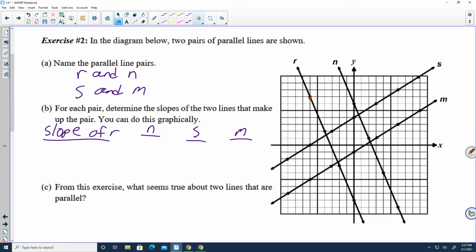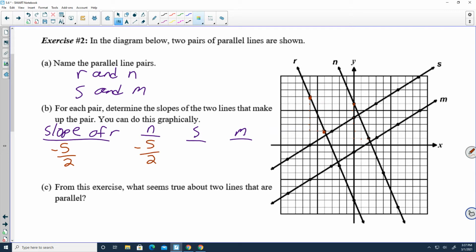I know that this point is on the graph, and I know that this point is on the graph. I'm going to go down 1, 2, 3, 4, 5. To the right, 1, 2. So my slope is -5/2. That's the slope of R. Slope of N, I'm going to start from here, go to here. I'm going to go down 1, 2, 3, 4, 5. To the right, 1, 2. So my slope is -5/2.